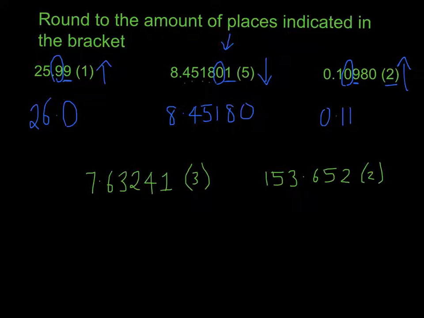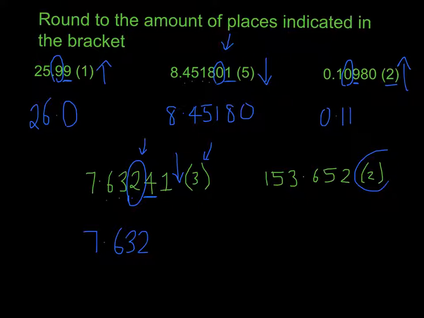I've just added a couple more just to confirm what we have learned in this video. To 3 decimal places, find the number that is in the 3rd decimal place. So 3rd number after the decimal, and then look 1 spot to the right. It is a 4, telling us that we need to round down. So the number in this column will stay the same when we're rounding down. So it'll be 7.632, correct to 3 decimal places.